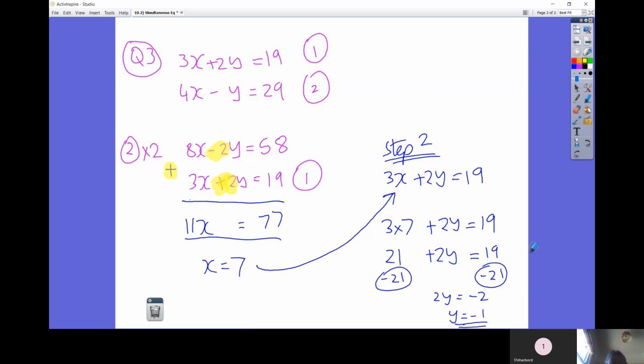Now a bit of work to do here still to work out what y is. I want to get the y's on their own, so I want to undo this plus 21. How do I undo a plus 21? I take away 21 from both sides. That gives me 2y equaling minus 2. 19 take away 21 is minus 2. I've then divided by 2, so I end up with y being minus 1. So x equals 7, y equals minus 1.